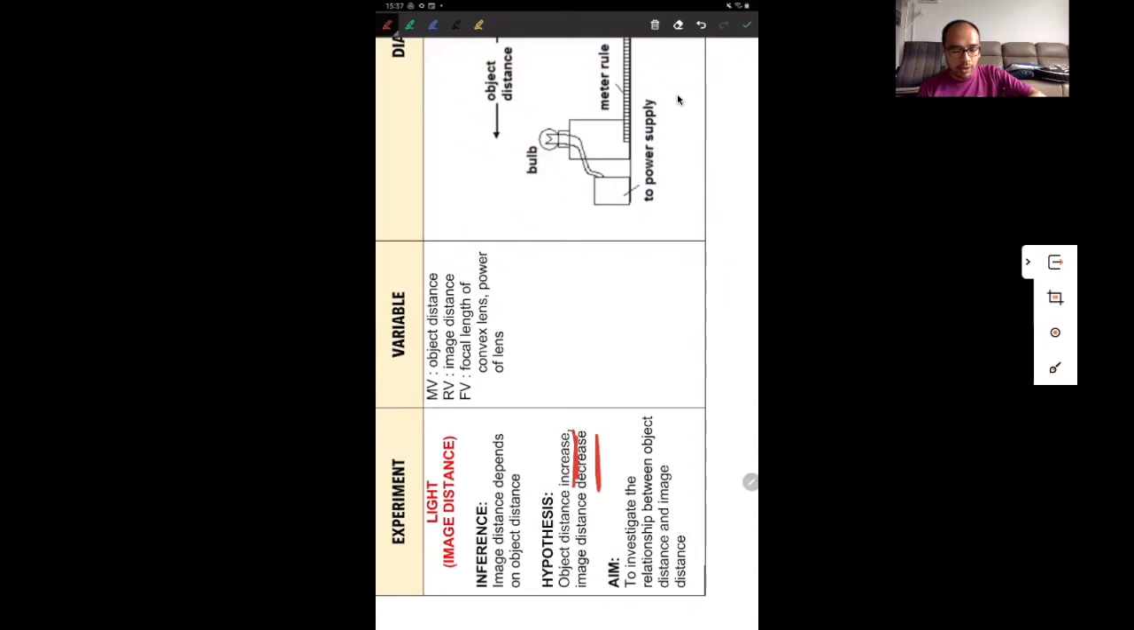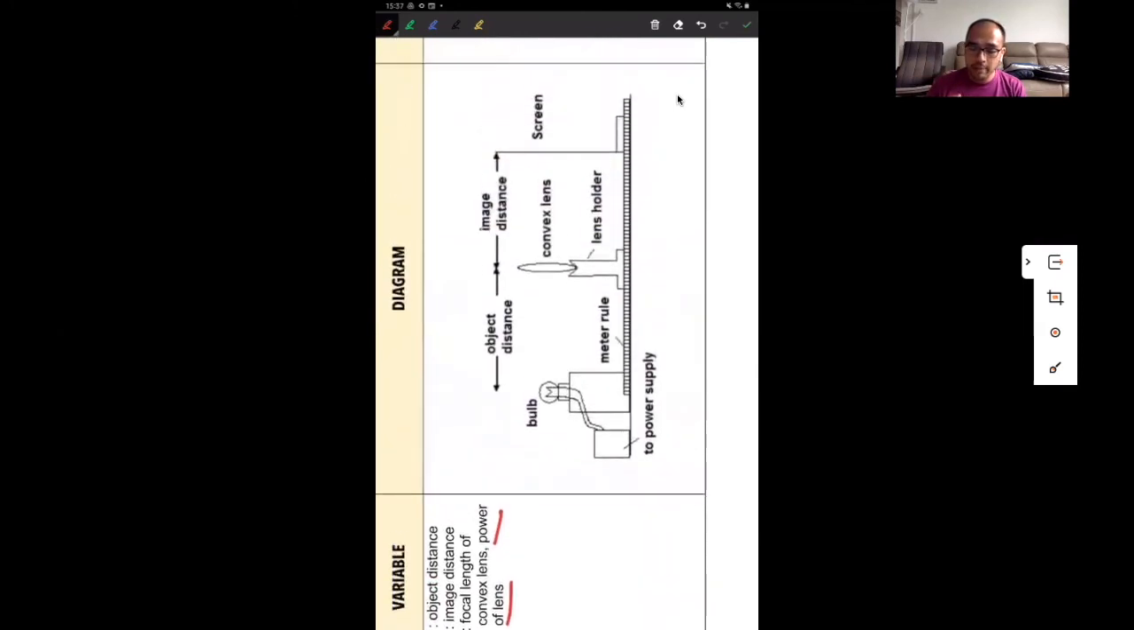The constant variable is always the focal length or the power of the lens. For lenses, most of the time the constant variable is the power of the lens. So try not to get stuck over there. Okay, so this is how the experiment will be like. You have a bulb, and then you just change the object distance, then you measure the image distance. And what do you measure it with? You measure it with a meter rule.